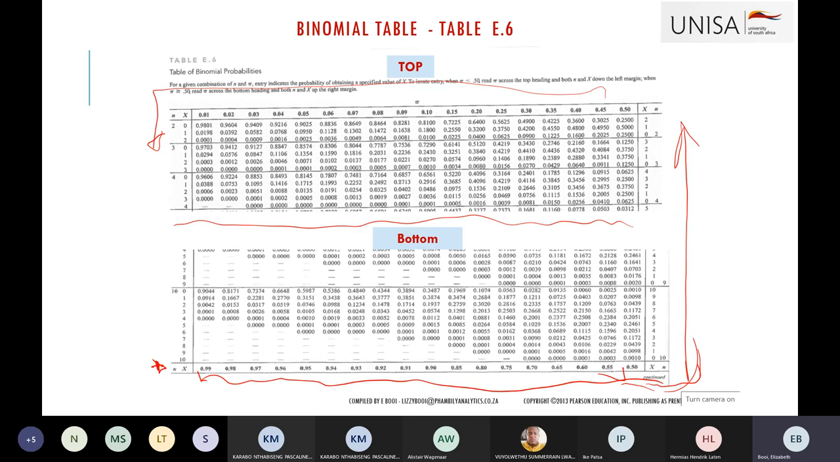And we know that the sum of all probabilities should be equal to one. So if you add all the probabilities within, let's say, this n, the sum of these probabilities in the n should give you one. The sum of the probability of success at the top should give you one. So we need to always remember that. Okay, so that is the table that we're going to use for the binomial. So when we do the exercises later on, we need to know how to use the table.